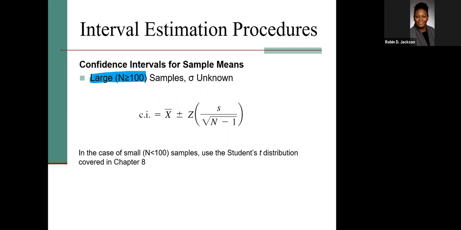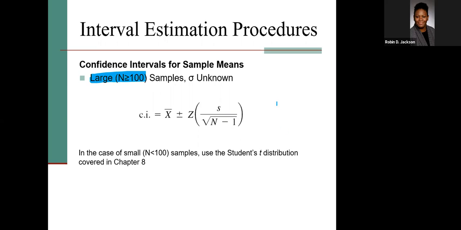Now, researchers from different disciplines will sometimes differ on what's considered a large sample. I've seen some say that 50 participants is a large sample, whereas for a lot of the work that I do, they want you to have at least 100 participants. Since our course textbook considers 100 to be a large sample, that's what we're going to go with.